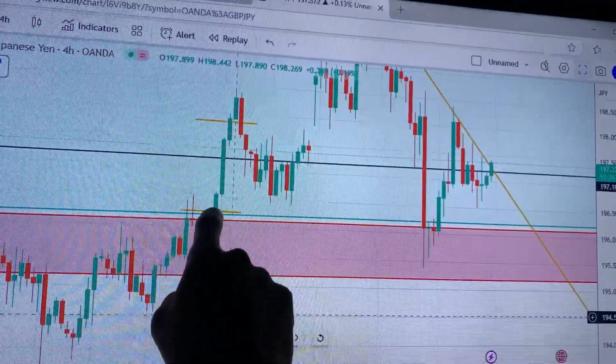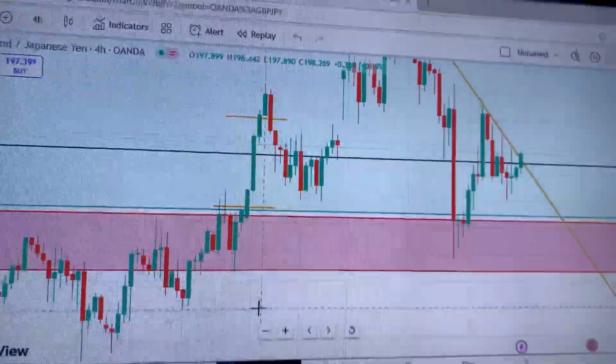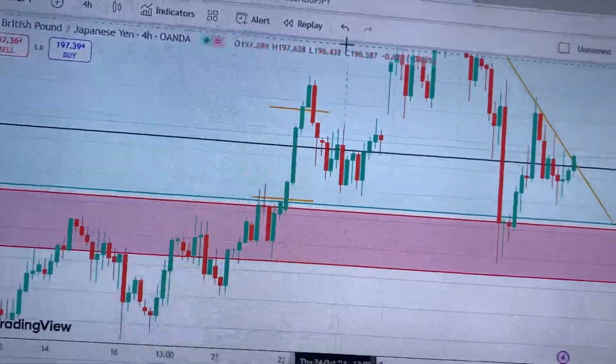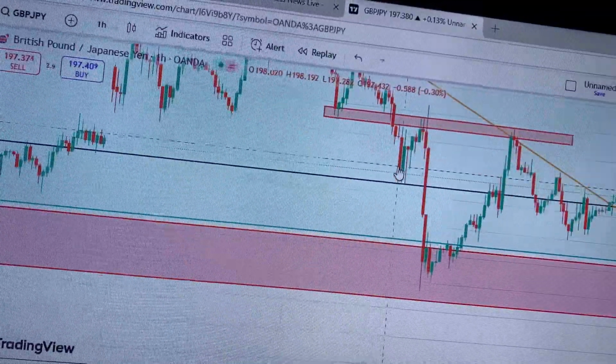But yes, from here to this point I marked where the fair value gaps were. So let's still look for another one, and when we switch to our 1 hour time frame, we'll still find it there. So let's switch.